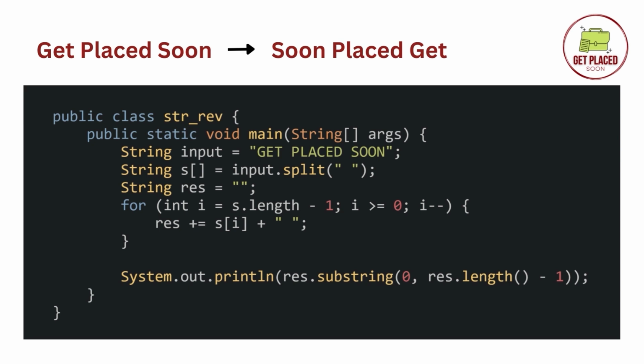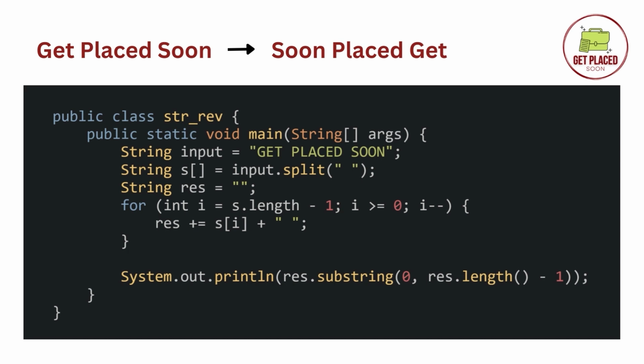Here in the code we have a class named String_Reverse. In the main function, in the first line, we have created a string variable named input. The input value is get placed soon. In the next line, we have created a string array named s. Here in the string array, we are saving the input variable value, that is get placed soon, with splitting. So what are we doing here? We are creating an array of substrings by splitting it with the help of the space character. This concept is called delimiter.